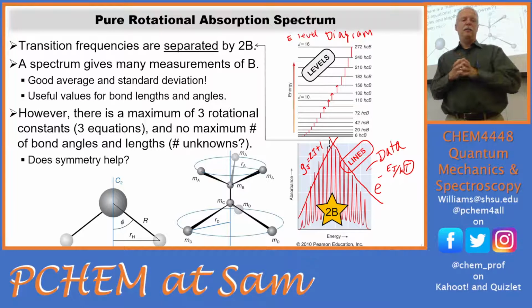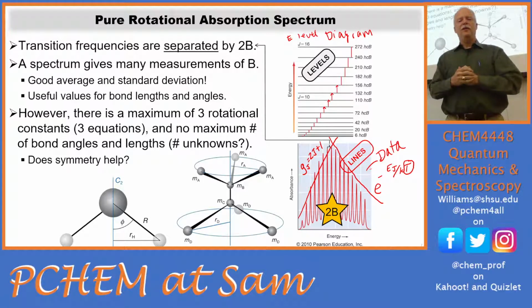And so we can use symmetry. It says, does symmetry help? Yes, because look at water. We have 2 bond lengths and an angle, but those bond lengths should be equal. So we really only have 2 parameters in water. We have the angle and then the bond length. And the bond length is the same because the atoms that are connected are the same.